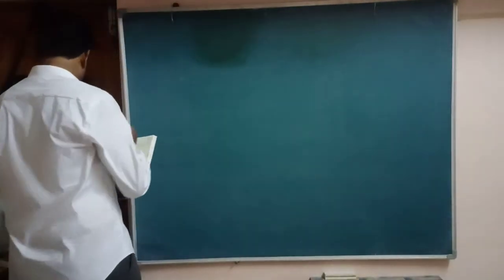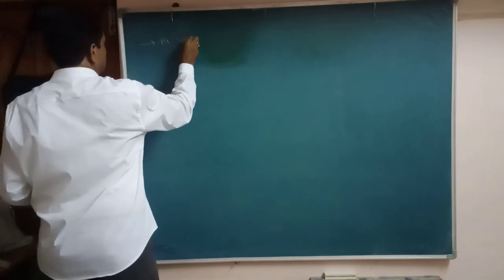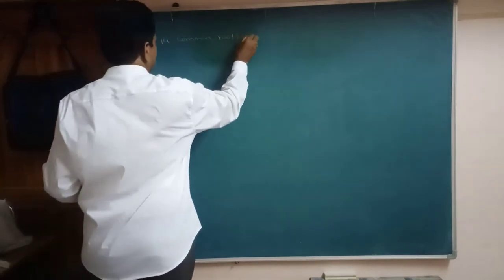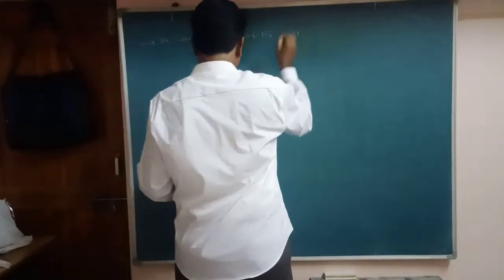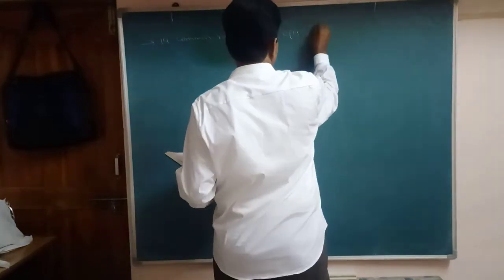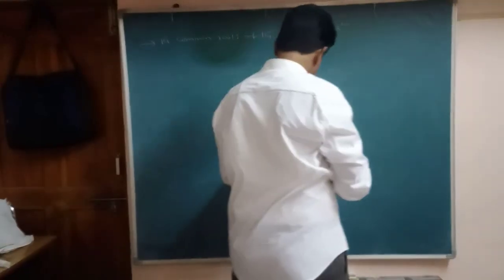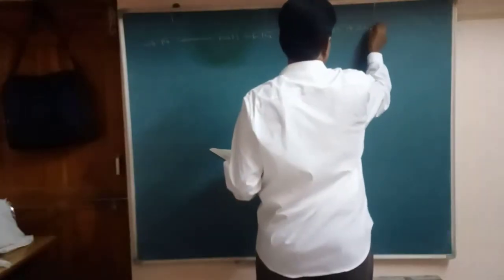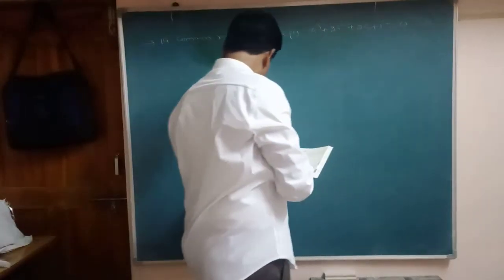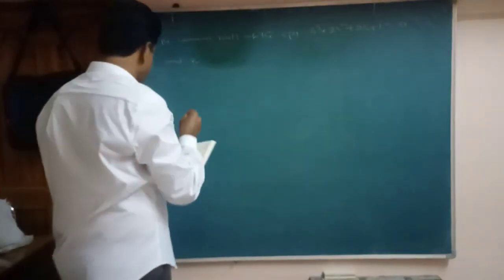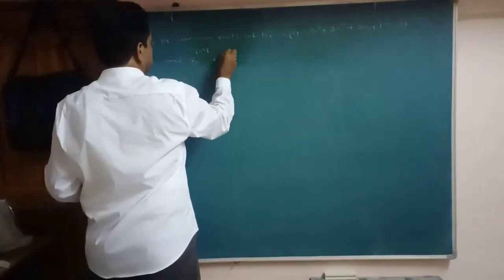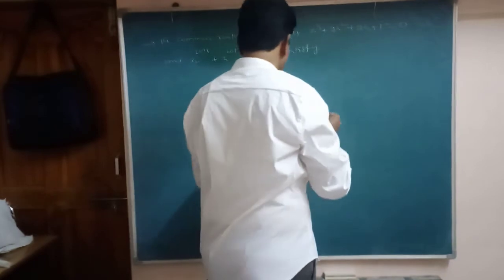The common roots of the equation z cube plus 2z square plus 2z plus 1 equal to 0 and z power 2018 plus z power 2017 plus 1 equal 0 satisfy the equation.